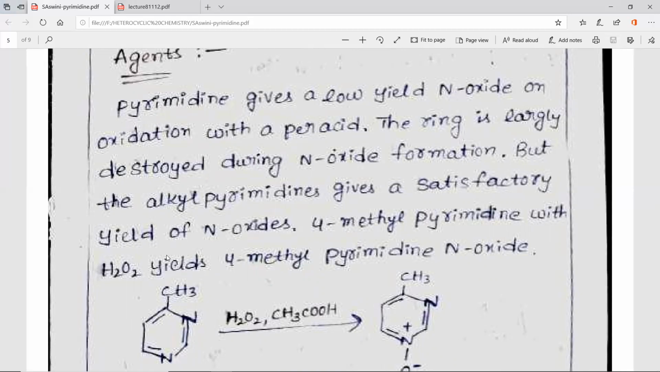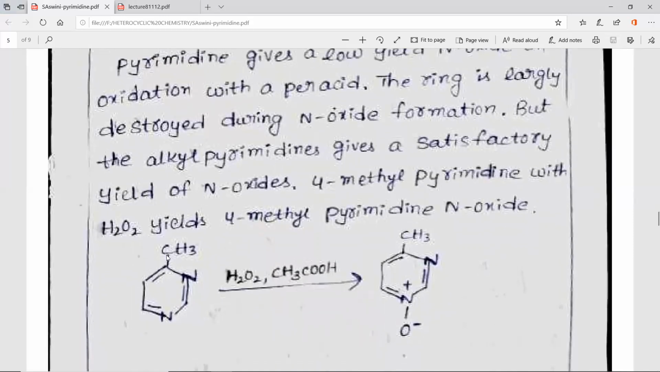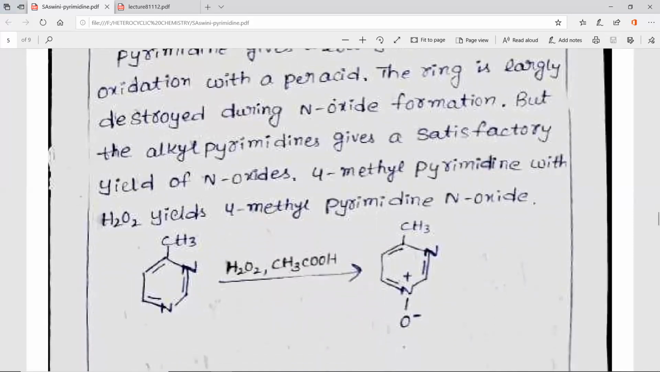But if there are some electron releasing substituents like alkyl groups, alkyl pyrimidines give a stable N-oxide. So for example, 4-methyl pyrimidine when treated with hydrogen peroxide forms an N-oxide. However, here we must note that only one nitrogen atom can form the oxide. So 2 pyridine type nitrogens are present, but only one of them can form the N-oxide.